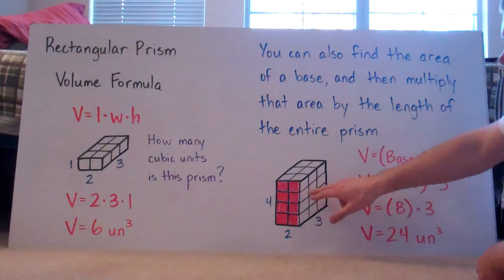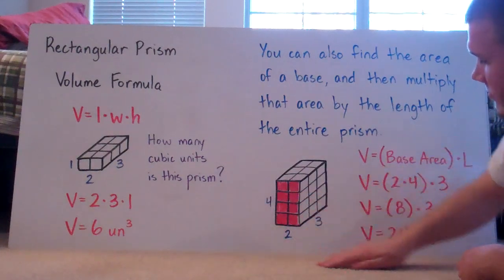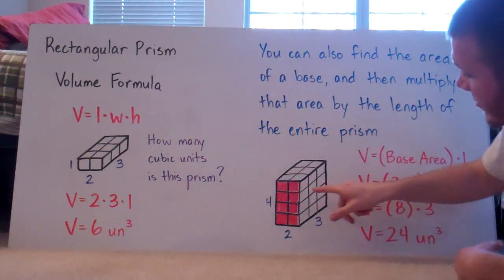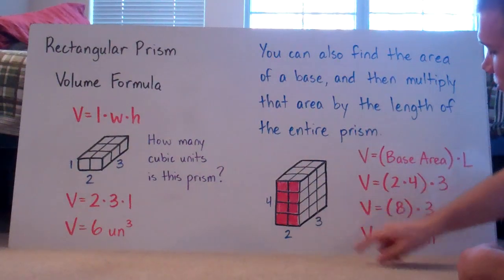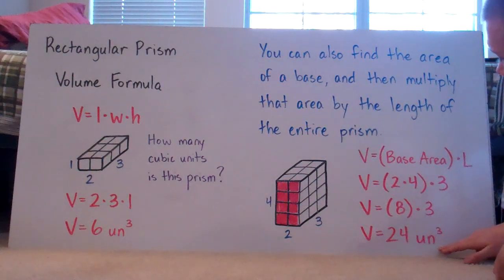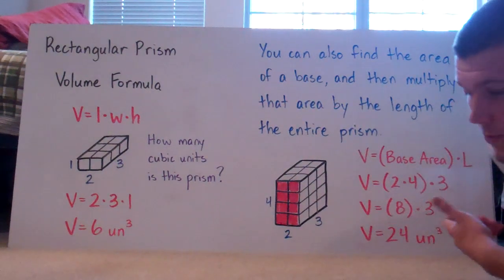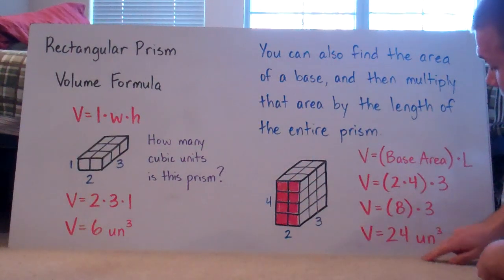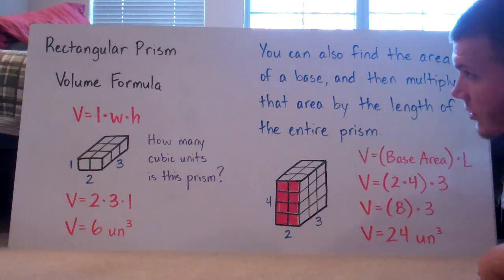Well, you can find the area of the base by doing length times width, 2 times 4, which will give us 8, and then multiply it by the length of the entire prism, which is 3 units. 8 times 3, and we get 24 cubic units. You could also do length times width times height and you get the exact same thing, 24 cubic units.